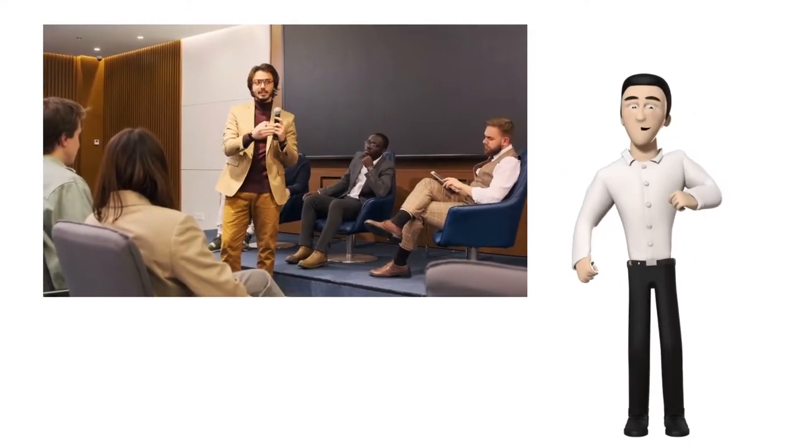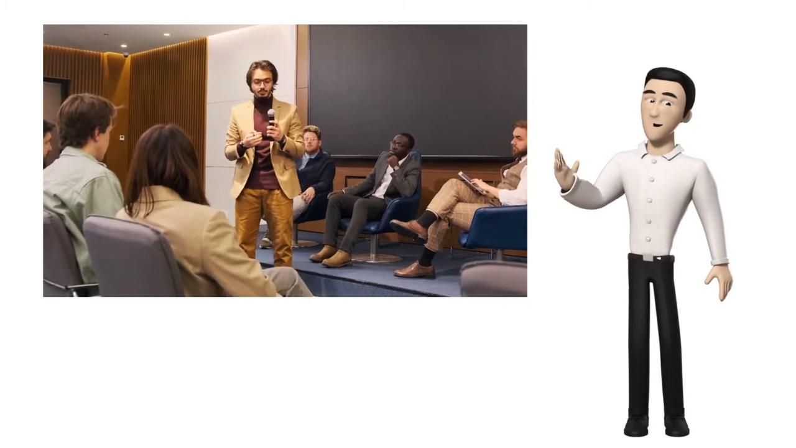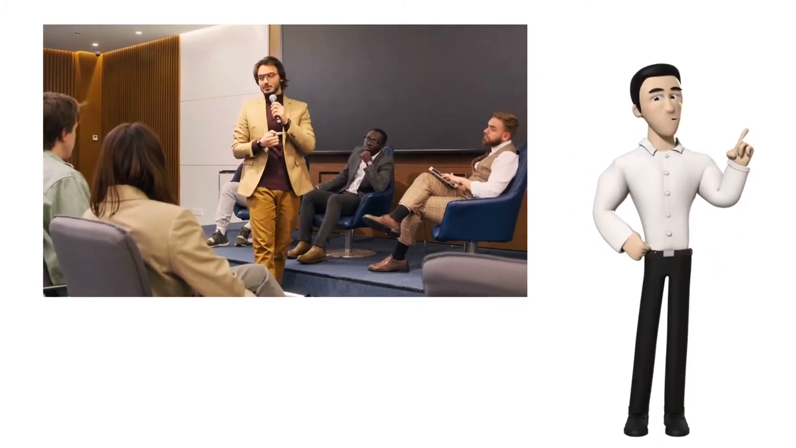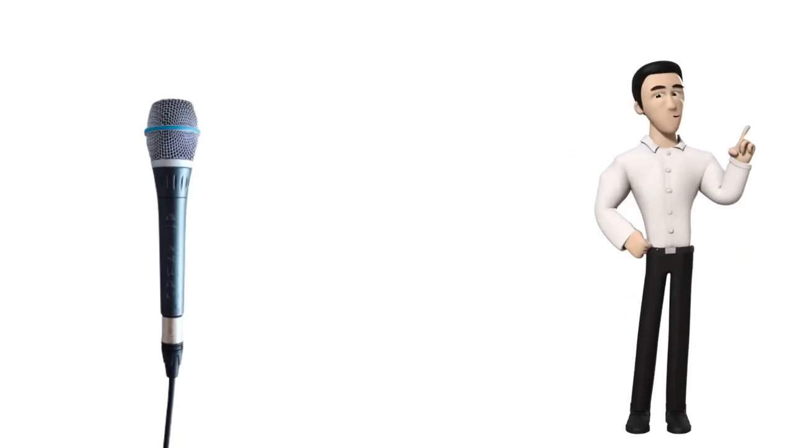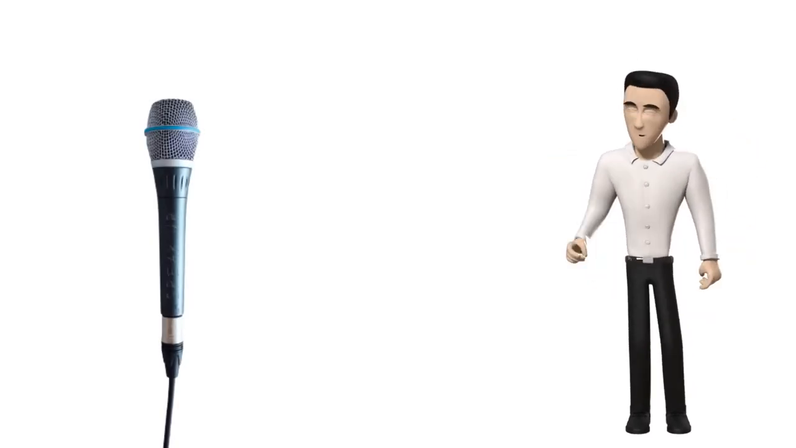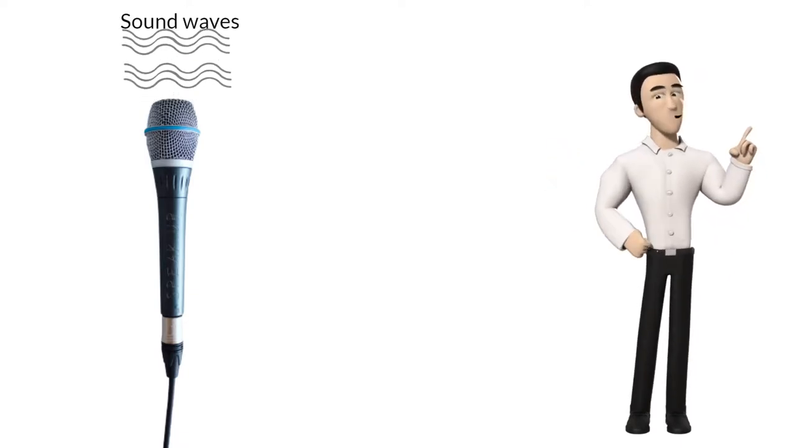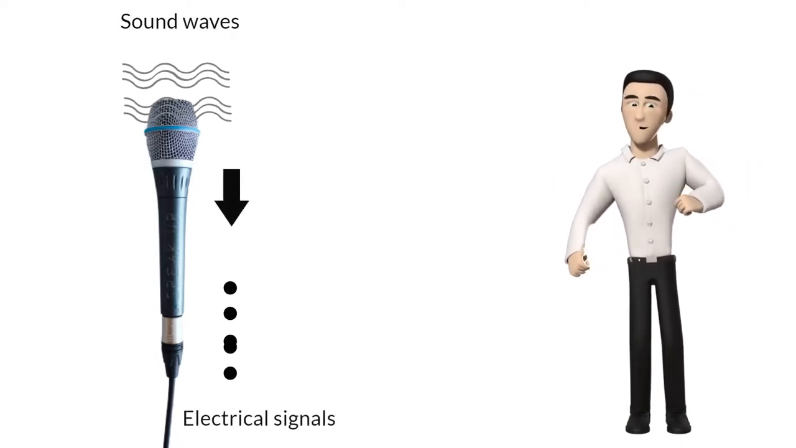We speak and hear every day. When we need to speak to a group of people without strain, we use an electronic equipment called a microphone. What is a microphone, and how does it work? A microphone is an electromechanical device which receives sound waves and in turn generates electrical signals.